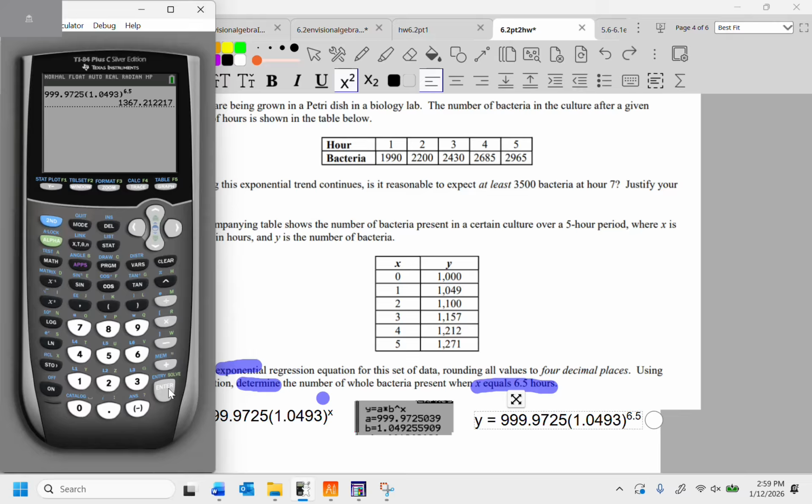There you go. These are life forms, and life forms we always round up. Always. So 1367.2 becomes 1368.